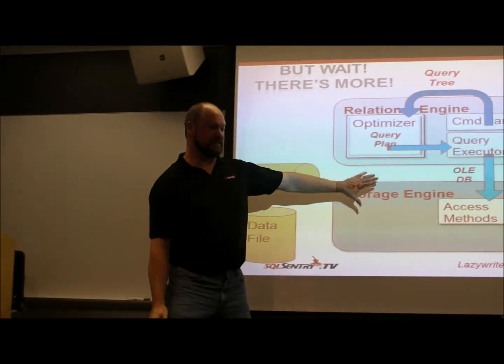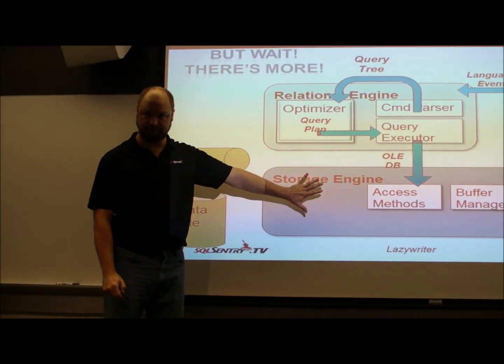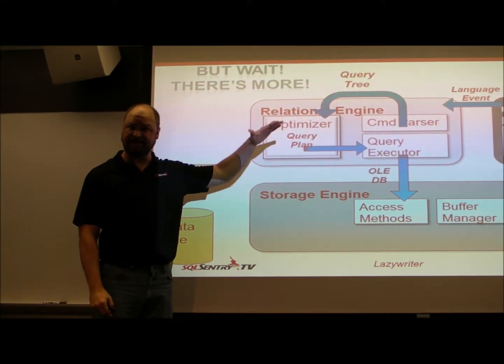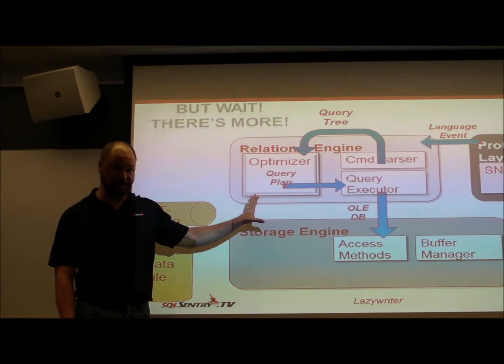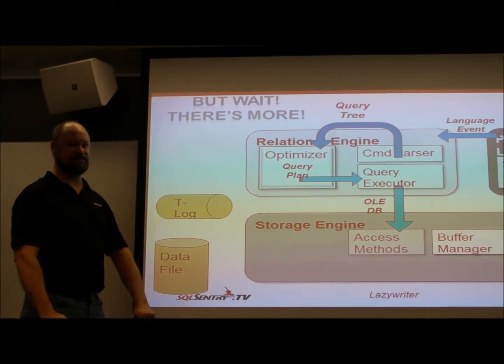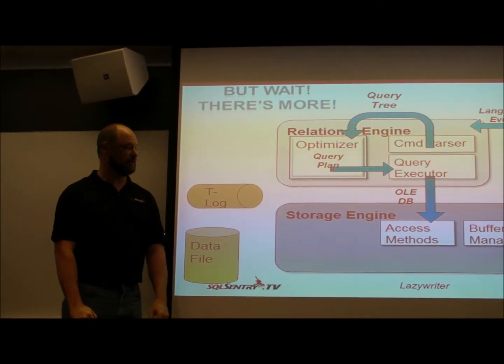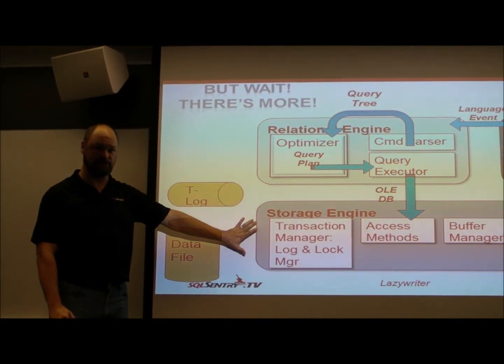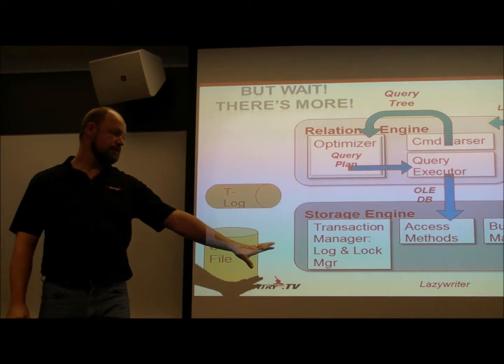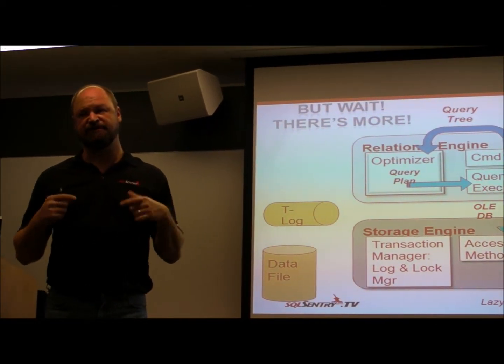Now, this is where things get really different. You remember the ACID properties of transactions? This is where all that overhead kicks in. The access methods now has to invoke this big block here, the transaction manager. And it has 2 subordinate components that are very, very important.